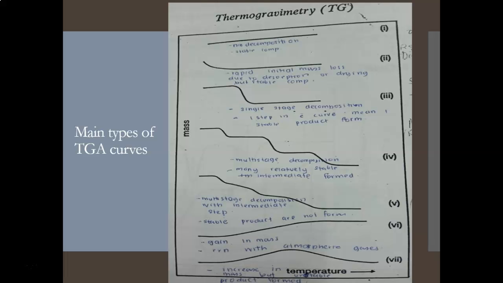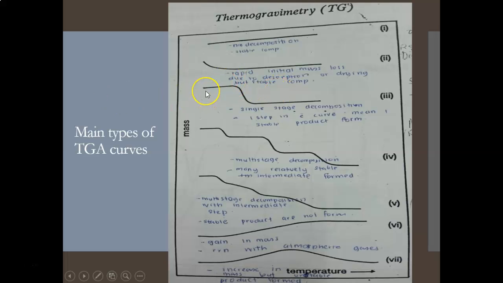Main types of TGA curve. Okay, we can see that in the first figure, if your curve is straight, it means that no decomposition and the compound is quite stable. If you have a curve like number 2 curve, it is sloped down. It is rapid initial mass loss due to the desorption or the drying. Okay, but we consider it as a stable compound.